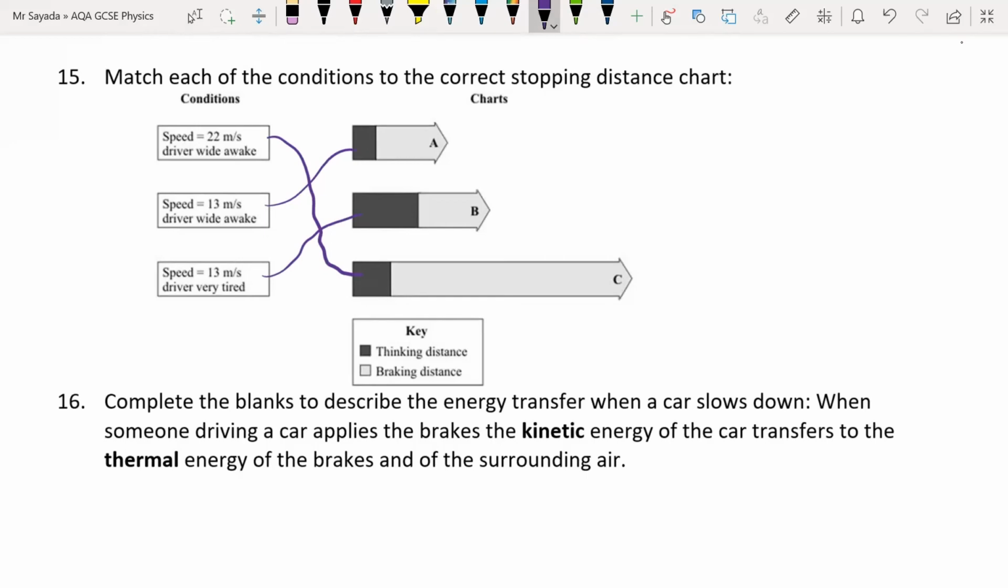So in this video, we've learned what stopping distance is. It's the sum of thinking distance and braking distance, where thinking distance is the distance that you travel during your reaction time, and braking distance is the distance that you travel from the moment that you press the brakes until you stop.